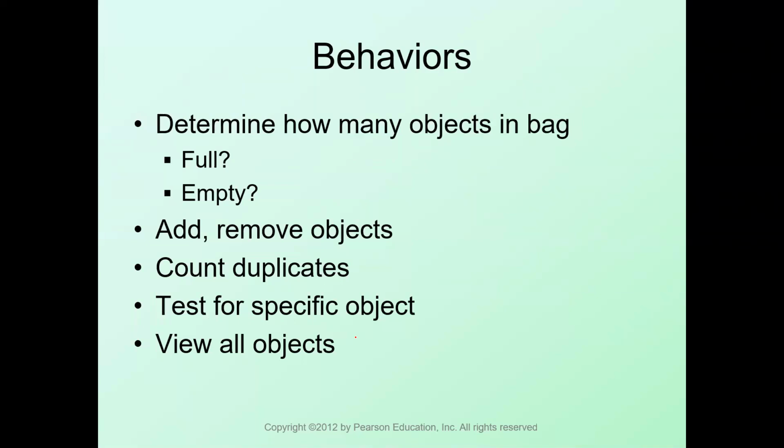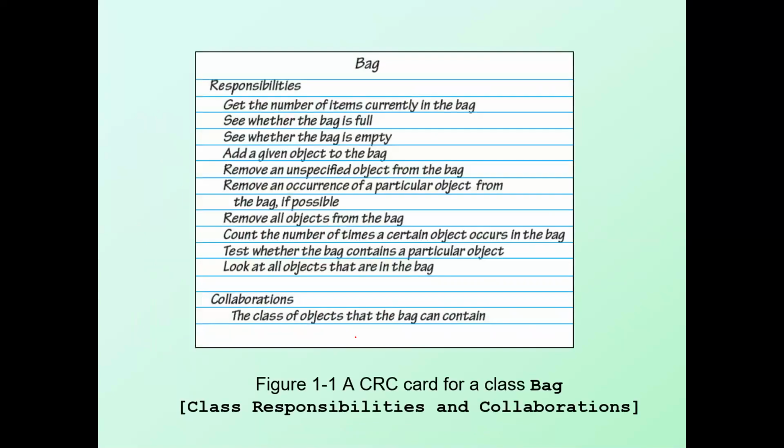Maybe we want to add and remove objects from the bag, or count how many occurrences of a particular item are in a bag, or test whether a specific item is in the bag at all. Or maybe we just want to see what's entirely inside the bag all at once. So these are the kinds of behaviors that would be useful for a bag as a way of representing a collection of objects. So as we design the class, you can start listing these things out.